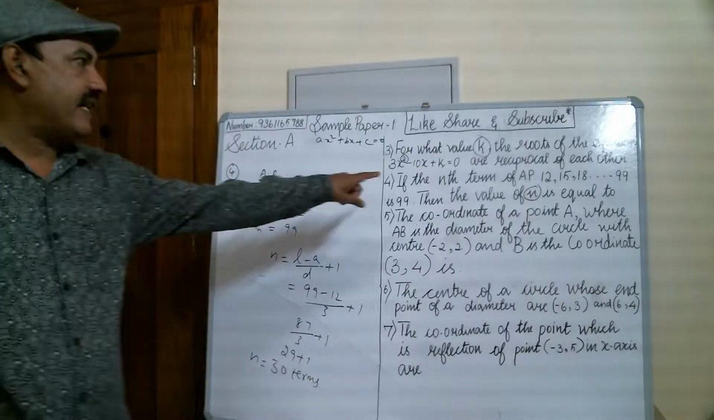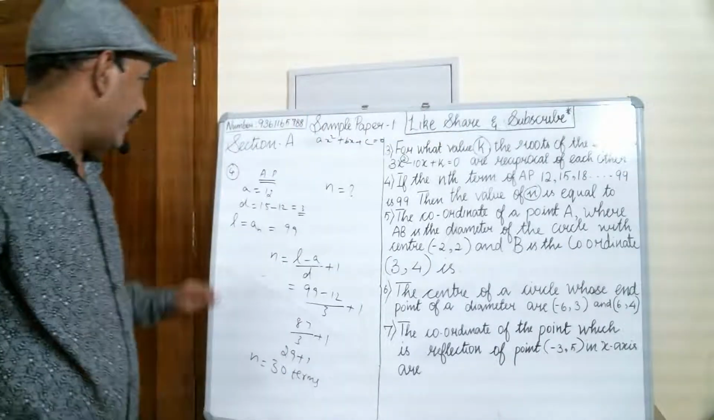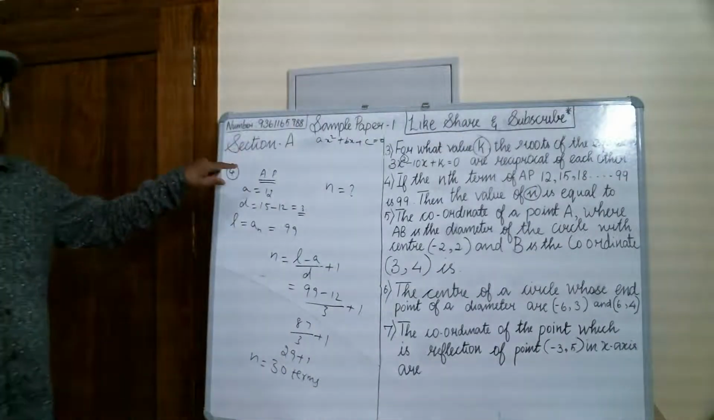So in this AP there are 30 terms and the 30th term is 99. Okay, I'll explain in Tamil.